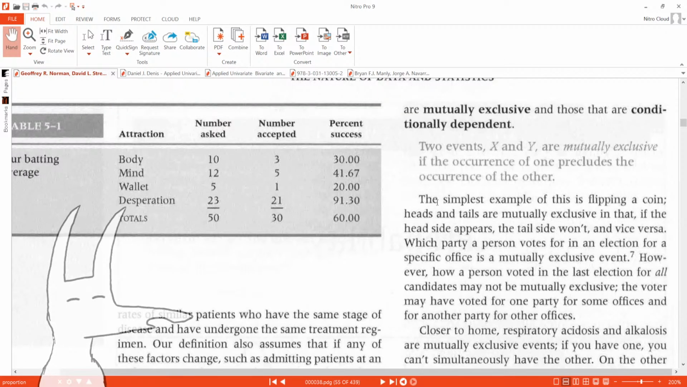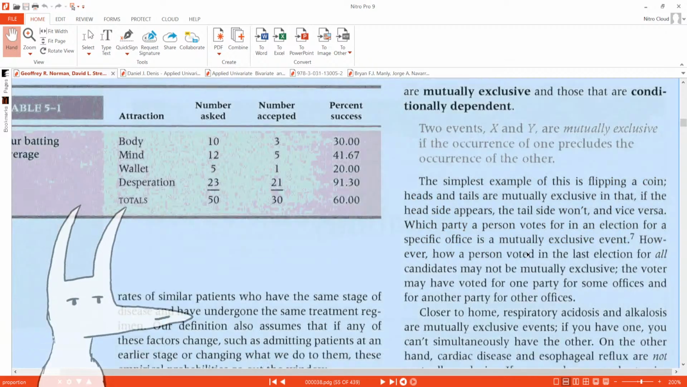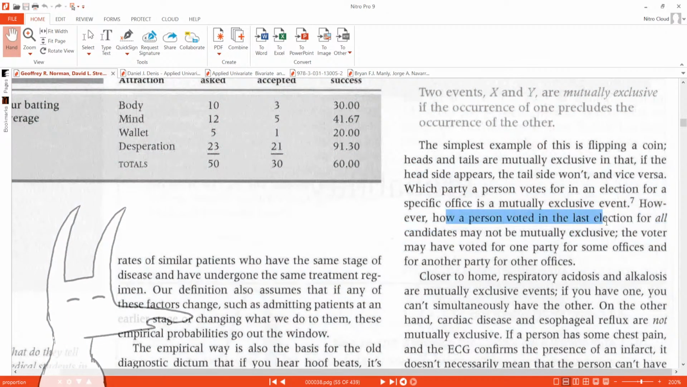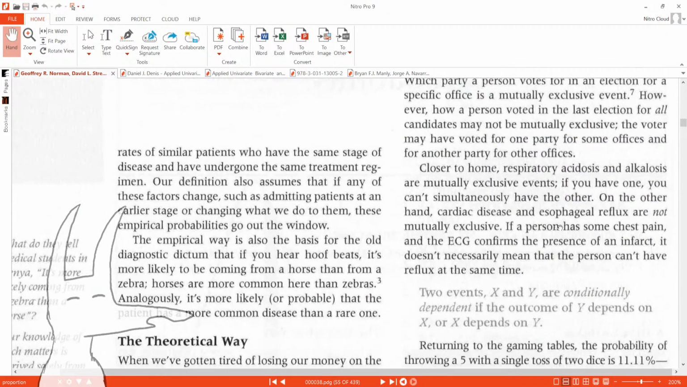The simplest example of this is flipping a coin. Heads and tails are mutually exclusive in that if the head side appears, the tail side won't, and vice versa. Which party a person votes for in an election for a specific office is a mutually exclusive event. However, how a person voted in the last election for all candidates may not be mutually exclusive. The voter may have voted for one party for some offices and for another party for other offices.